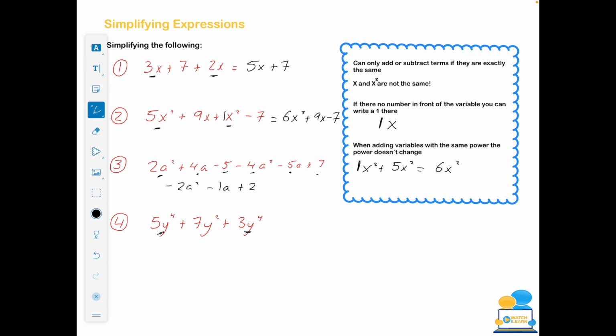And then finally down here we have 5y to the power of 4. We have another y to the power of 4 over here. So we have 5 plus 3. That'll be 8y to the power of 4 plus 7y squared. So they're all simplified. There's nothing more you can do with them.